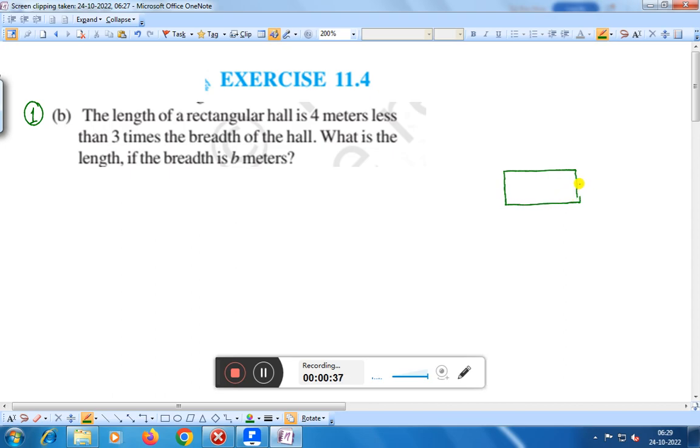Breadth is given as b meters. Therefore, length is given as 4 meters less than 3 times the breadth of the hall. 3 times breadth means 3b, minus 4 meters. Therefore, the length of the hall will be 3b minus 4 meters. What is the length if the breadth is b meters?